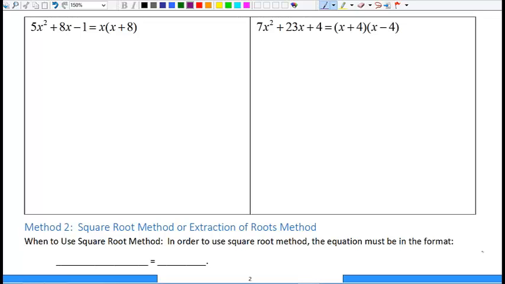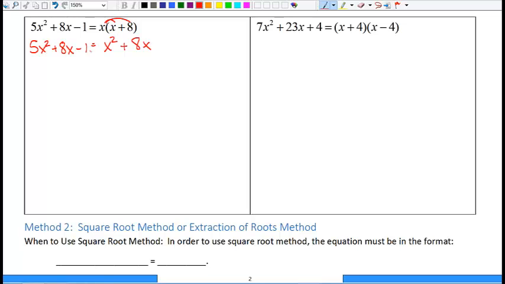Okay, on these next two problems, notice that they are not in standard form. So step 1 says I have to get it in standard form. This may take a few steps because I have to distribute and then I'll move all of the terms to one side, but I have to do that first before I proceed with any of the other steps.